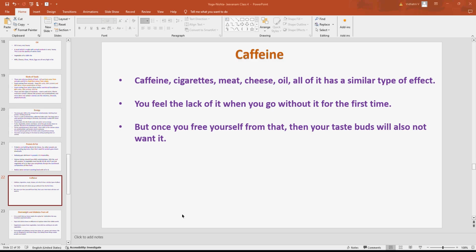If you don't have it, then you feel like I cannot be without it. Oh my god, my head is aching if I have not had a coffee. But then once you free yourself from that, then your taste buds will also change, and you will not want those things. So the first few days will be difficult, no doubt it will be difficult, right? But then if you are persistent and if you have the discipline, you will be able to free yourself from all of these addictions. We do not want to be addicted to any of these, right?